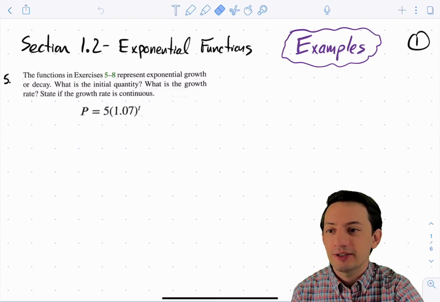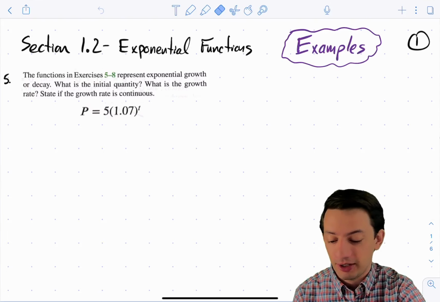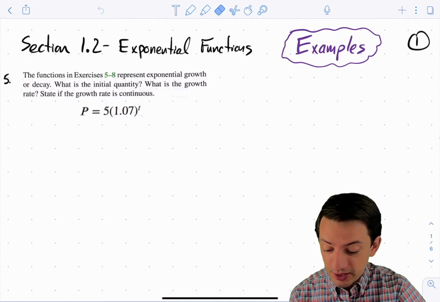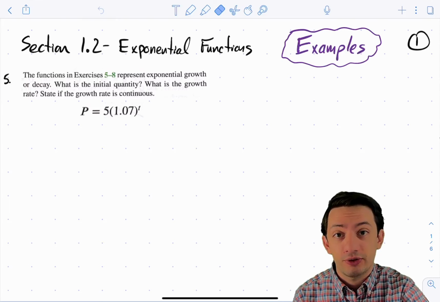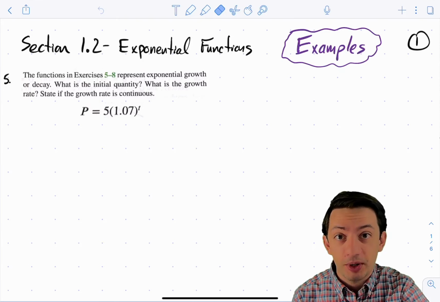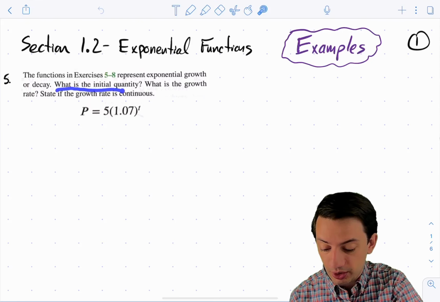Hey there everyone, this is the video for the exercises for section 1.2 on exponential functions, so let's jump right in. The first one is exercise 5 from the textbook. It says, these are instructions for exercises 5 through 8, that these are functions that represent either exponential growth or decay. So the questions are, what is the initial quantity?